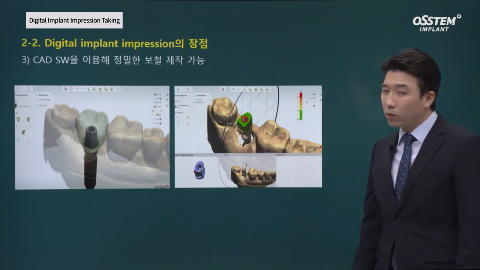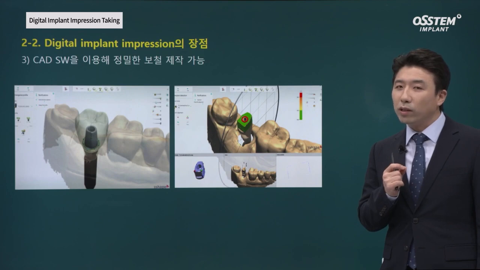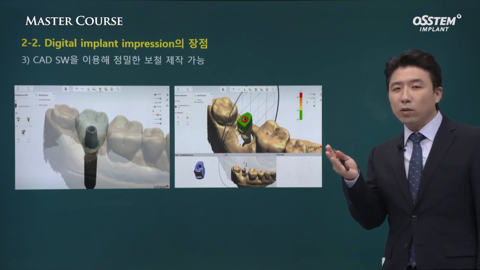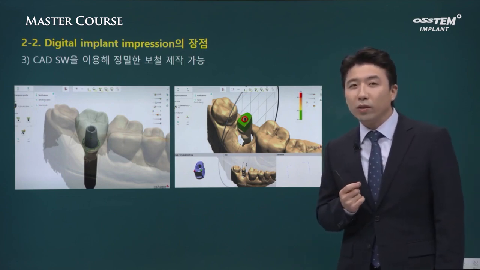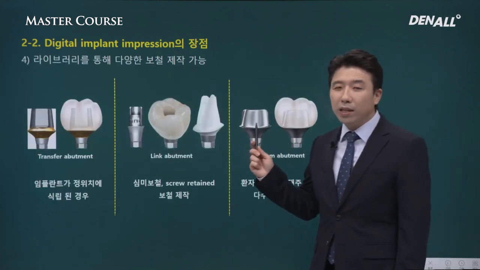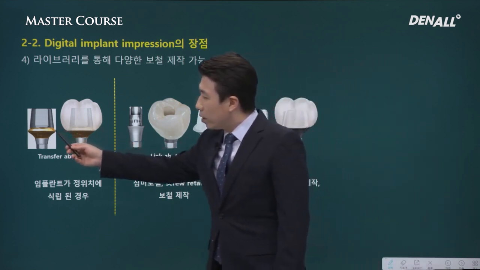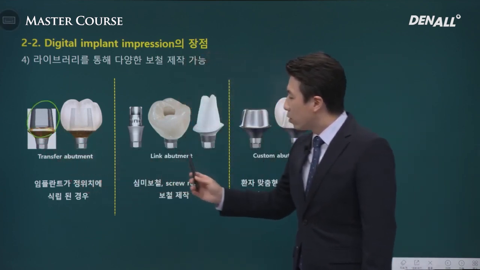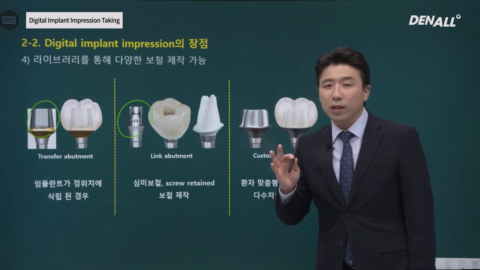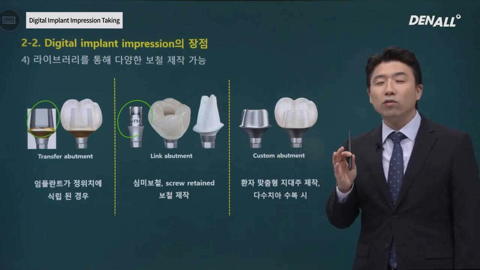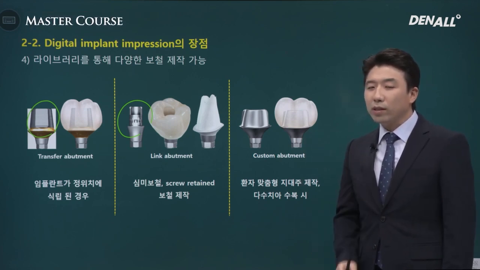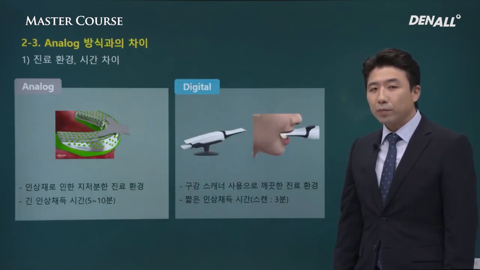Using the digital CAD software, a more precise design can be achieved in the way we want. With the digital data between lab technician and dentist, close communication can be achieved. This is the highlight of today's lecture. A stock abutment library, Link abutment library and various libraries exist, so they can be used in fabricating the prosthesis. So that's the great advantage in taking a digital impression.